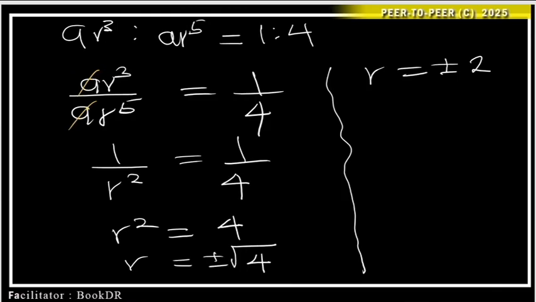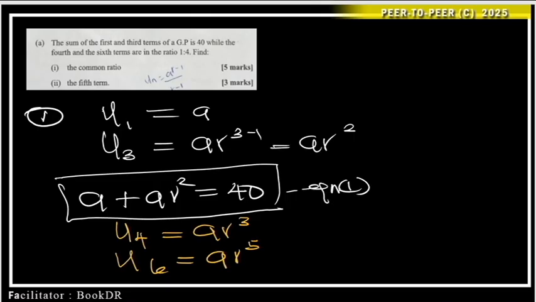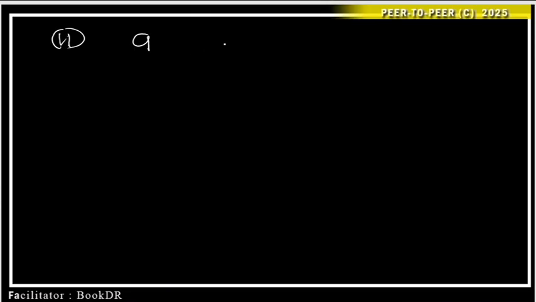We are to find the fifth term. In order to find the fifth term, we need to identify the first term. Let's go and pick our first equation: a plus ar squared is equal to 40. But r is equal to positive or negative 2.